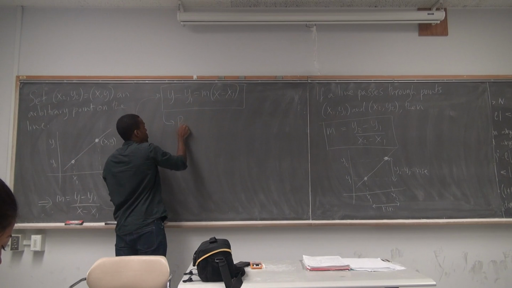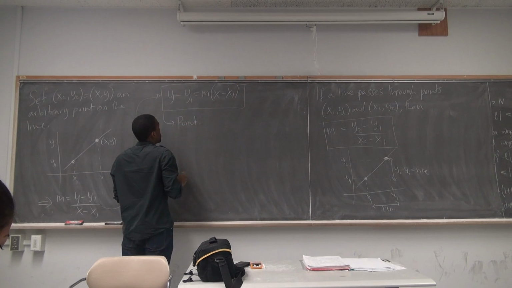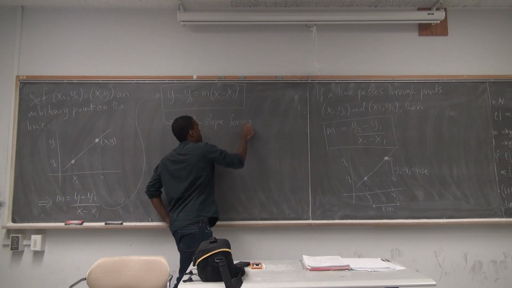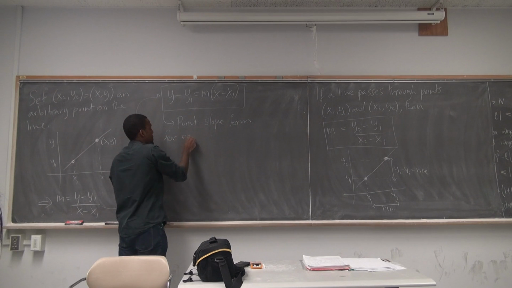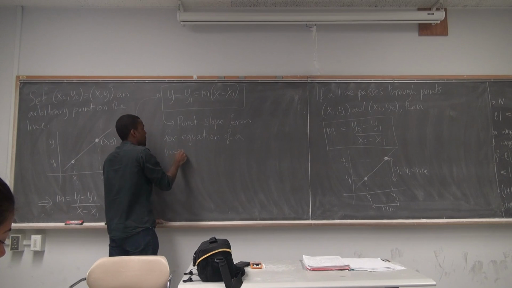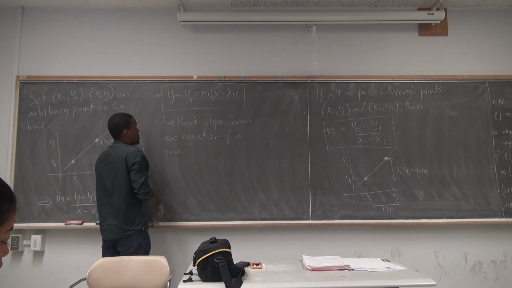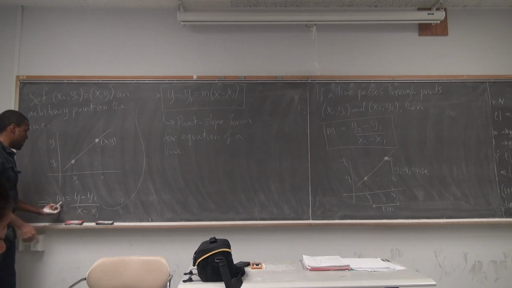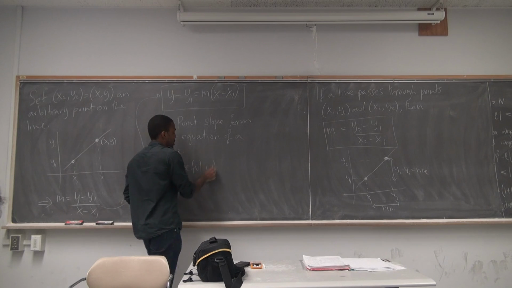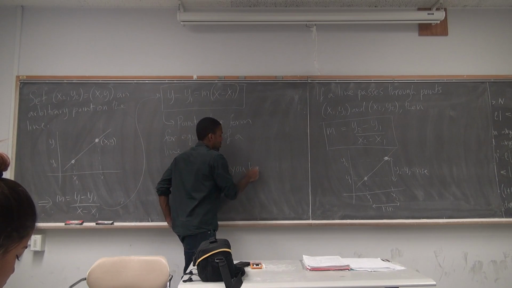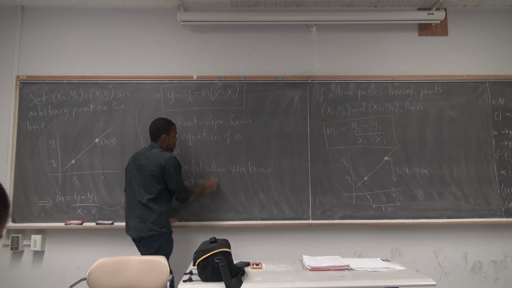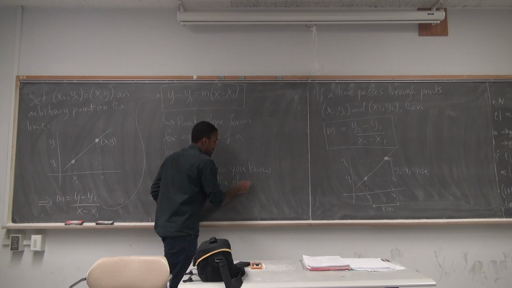This is called the point slope form for the equation of a line. Point slope form. So it's very useful when you have a point and the slope. Useful when you know the slope.